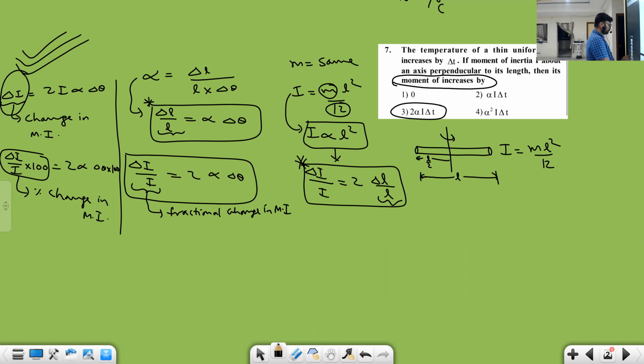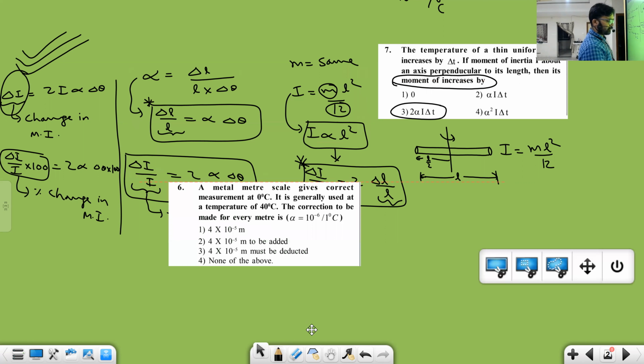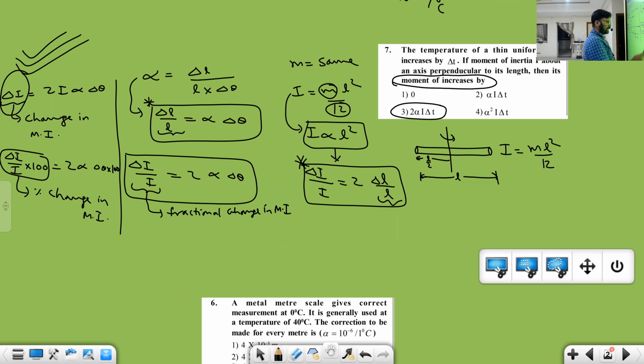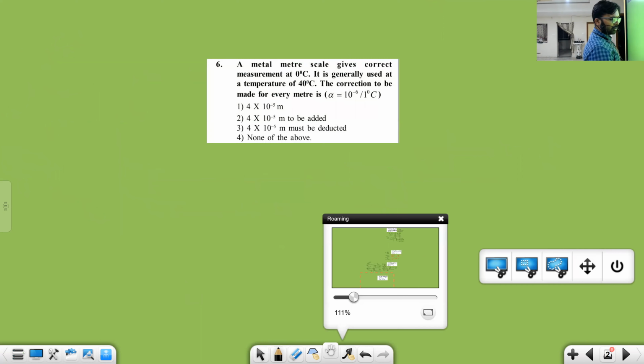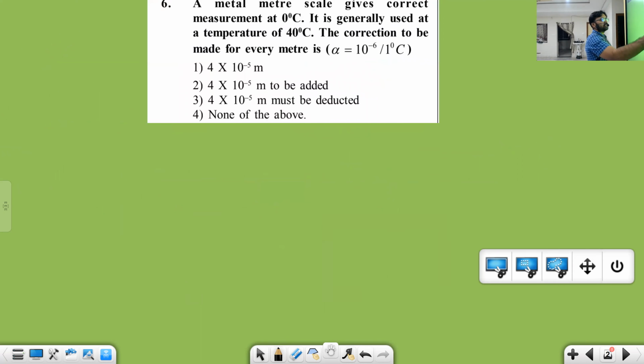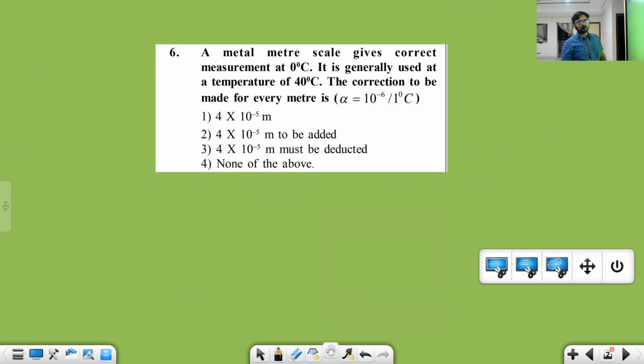Next, one more problem, one regular problem which you know very well, about metal meter scales. One interesting problem is there. It's simple, very simple actually. Nothing to get tensed about, you can happily do this problem. Already one student is telling the answer also. Third option, sir. Oh, very fast.